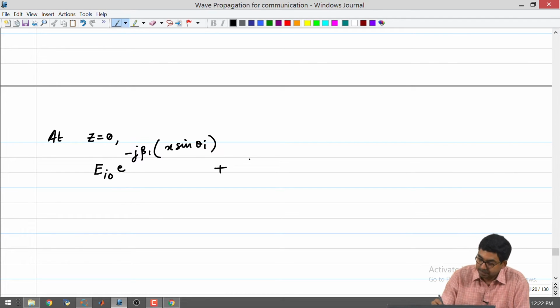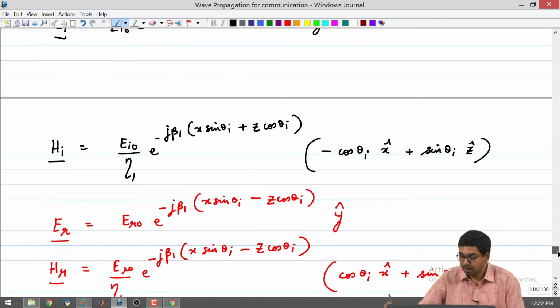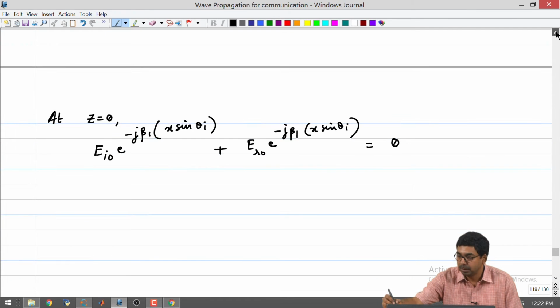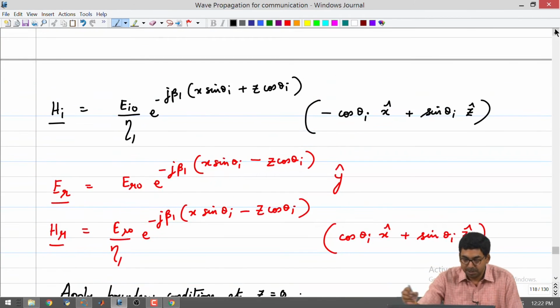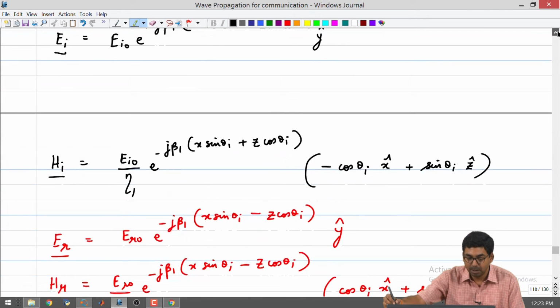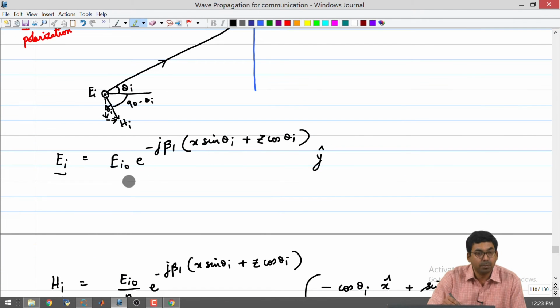plus er naught e to the minus j beta 1, once again it will be x sin theta I. Again it is x sin theta I, because I just substituted z equal to 0. So, if you go back and look at the expressions, you will substitute z equal to 0, gets rid of this, only this part remains, and same way for the incident electric field, this part becomes 0 and this is what remains.